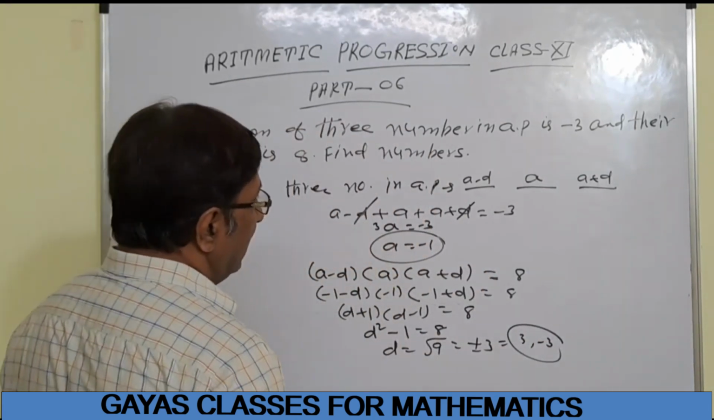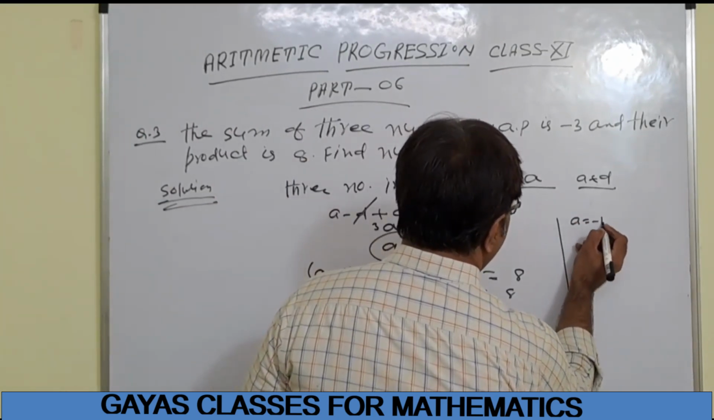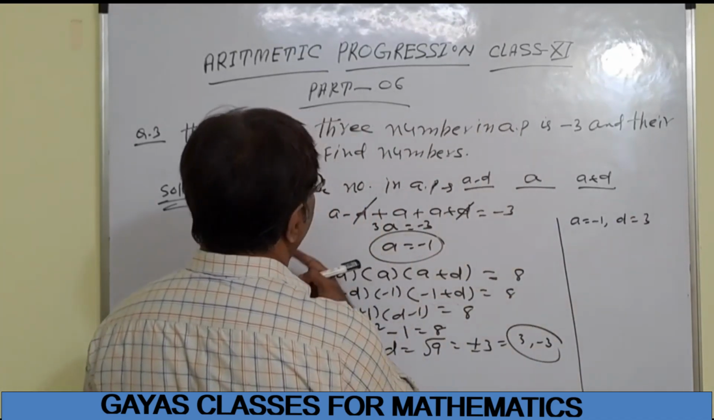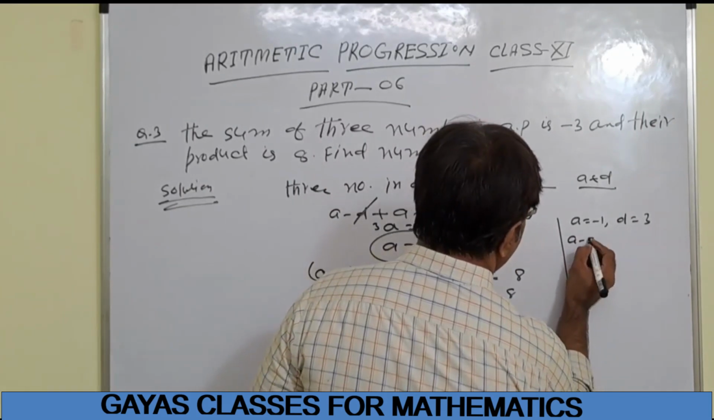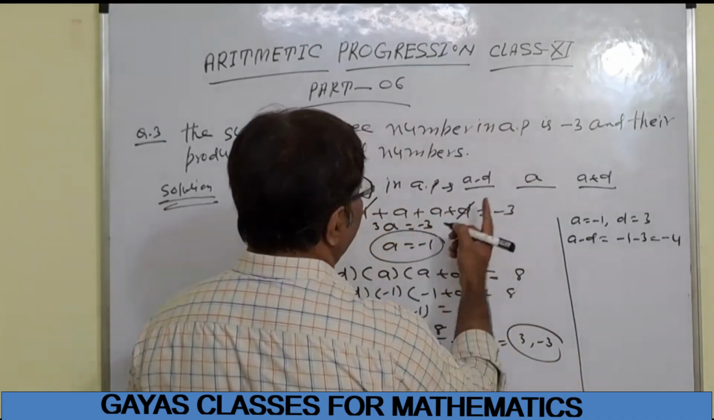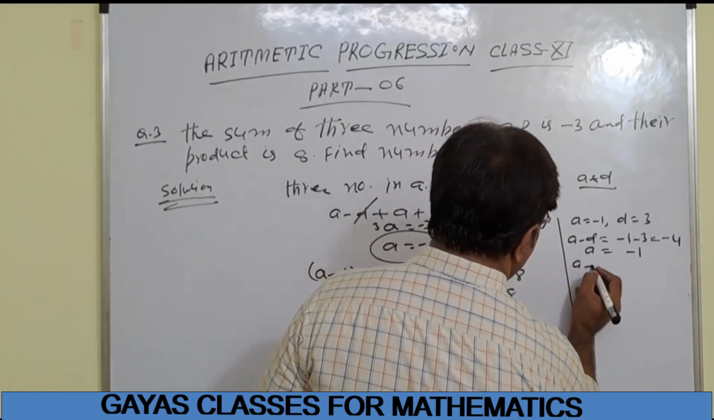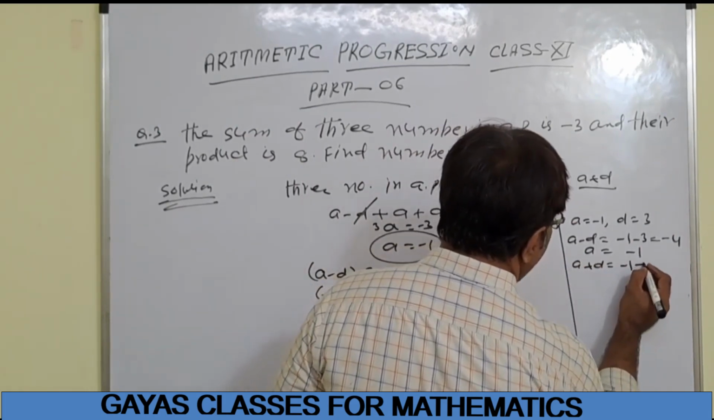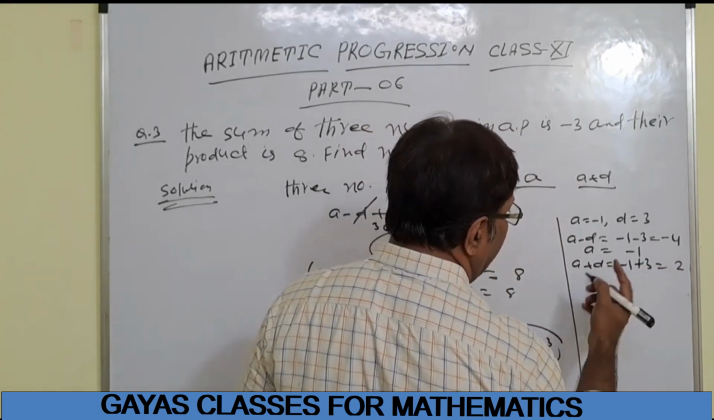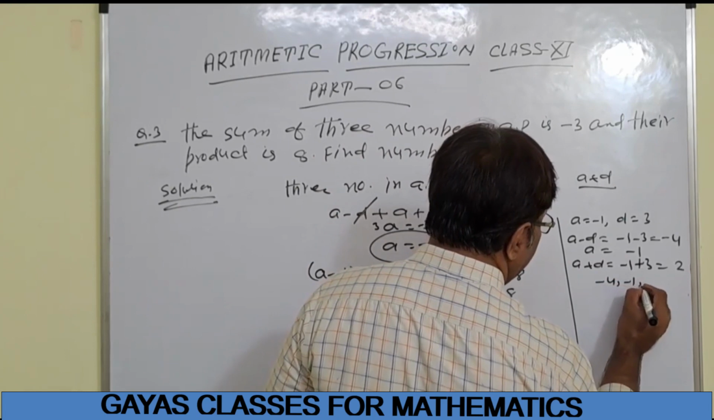Okay. Now you see, suppose we are taking A equal to minus 1 and D equal to 3. Then my numbers: the first number is A minus D, so minus 1 minus 3, minus 4. The second number is A, so A is minus 1. And the next number is A plus D, so minus 1 plus 3 is 2. So minus 4, minus 1 and 2. This is the triplet. Right? So minus 4, minus 1, 2.